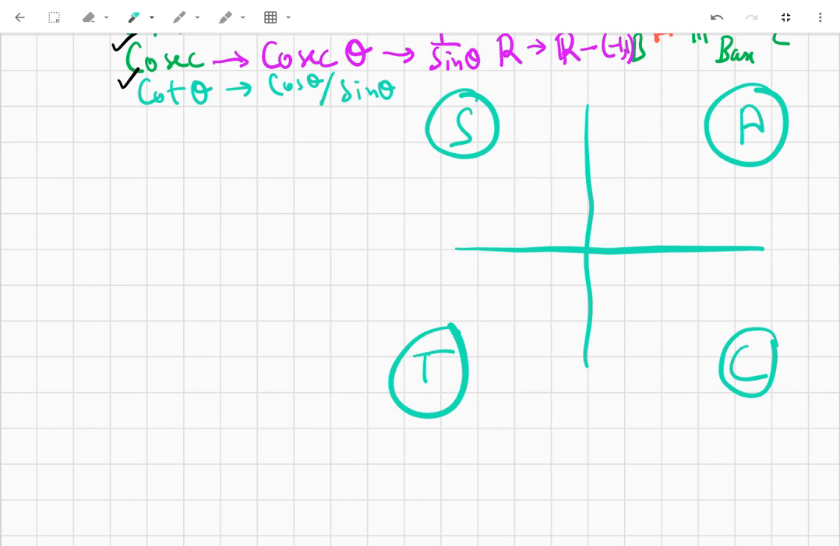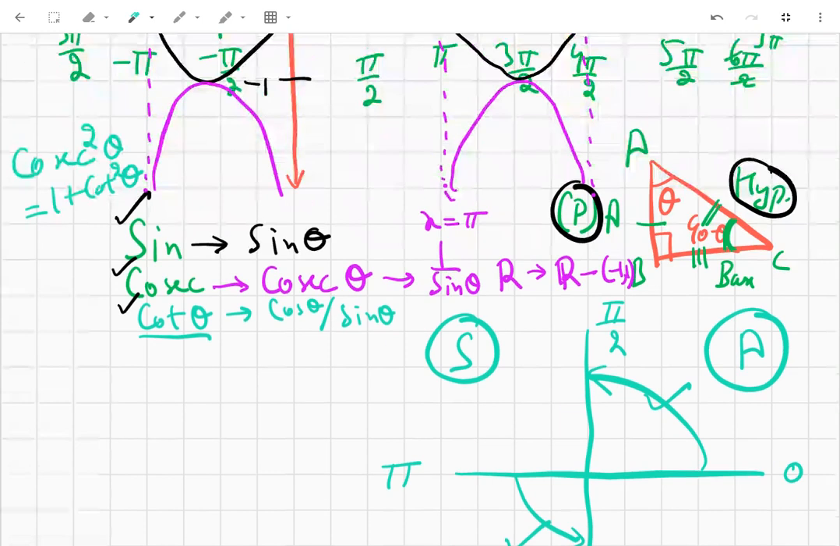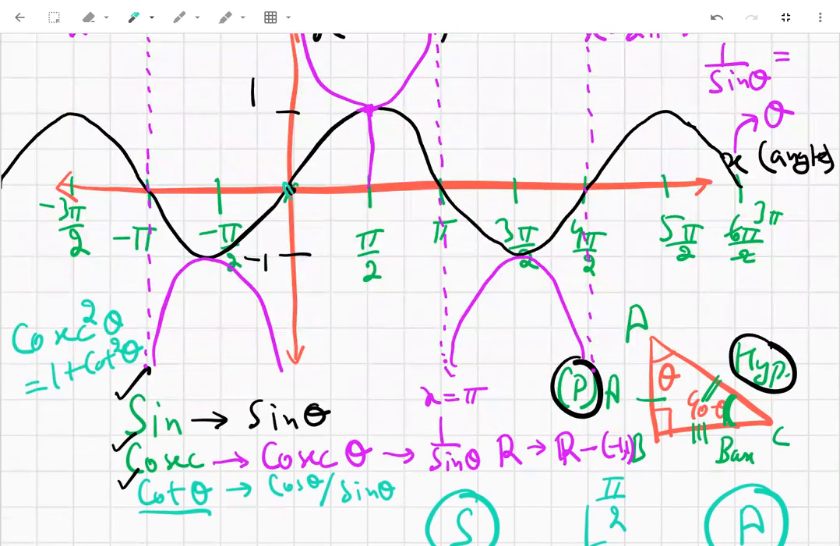Now, look. So when is cot positive and when is it negative? Cot will be positive here and here. This is 0 to pi by 2 and then pi to 3 pi by 2. This is where cot is positive, from 0 to pi and from pi to 3 pi by 2. So what is this interval? 0 to pi.